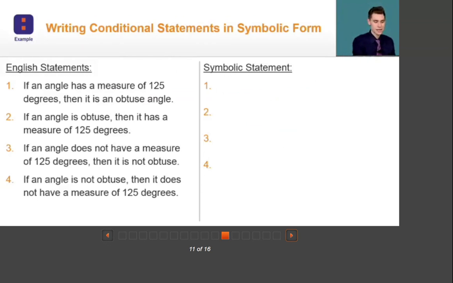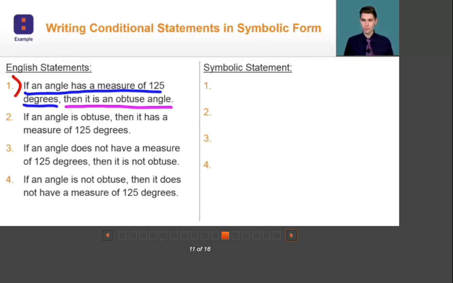We'll begin with the conditional statement. So we have our hypothesis, if an angle has a measure of 125 degrees, and our conclusion, then it is an obtuse angle. Here's the symbolic statement for this. This will read as, if P, then Q. Now let's take a look at the converse. If an angle is obtuse, then it has a measure of 125 degrees. So the symbolic statement for this would be, if Q, then P. Notice how we switched the hypothesis and conclusion.